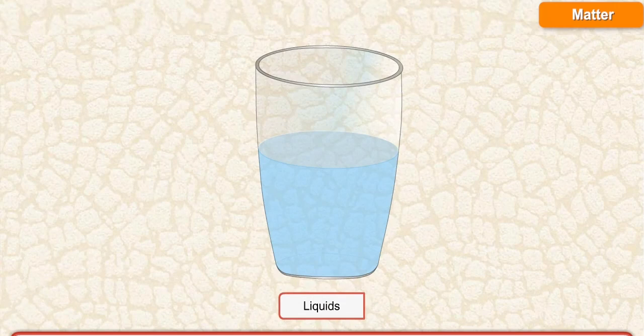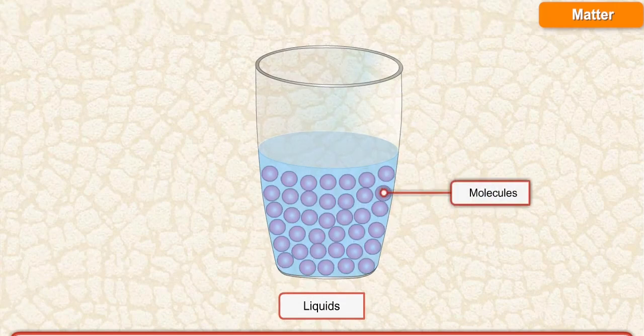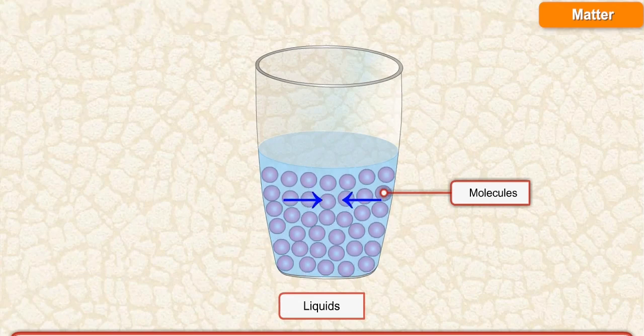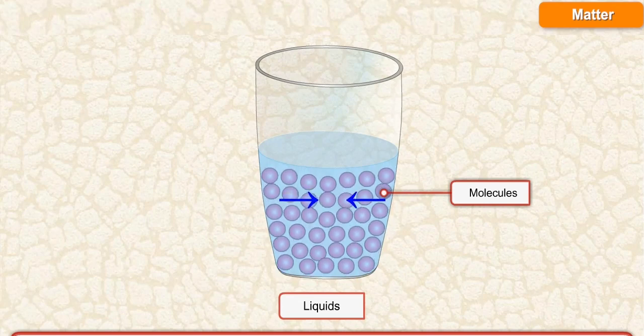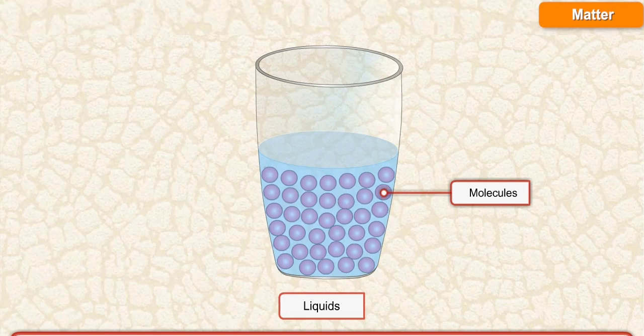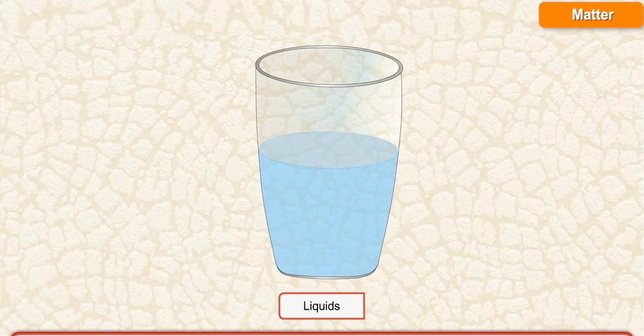In liquids, the molecules are not as closely packed as in solids. The force of attraction between the molecules is less as compared to that of solids. There is intermolecular space between the particles so that they can move freely. That is why liquids can flow. Liquids have definite volume but no definite shape.